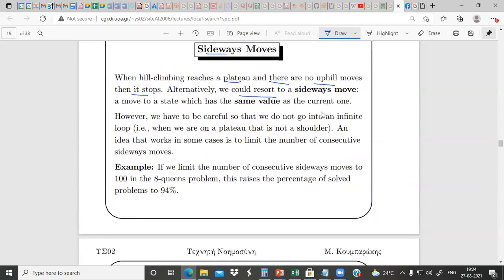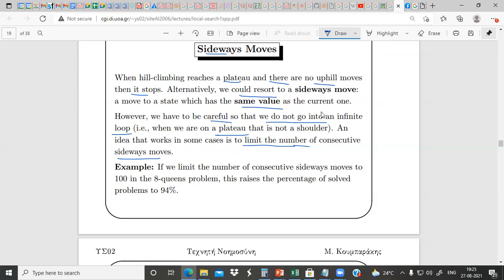So alternatively, we could resort to sideway moves, a move to a state which has the same value as the current state. That is in case of plateau. But in case of local maxima, it can be even a lesser value than the current state. However, we have to be careful that we do not get into an infinite loop, because sometimes we may get into a complete plateau or a shoulder that never improves, right? An idea that works in some cases is to limit the number of consecutive side moves. This is a good trick. So don't keep on moving sideways, but put a cutoff on that.